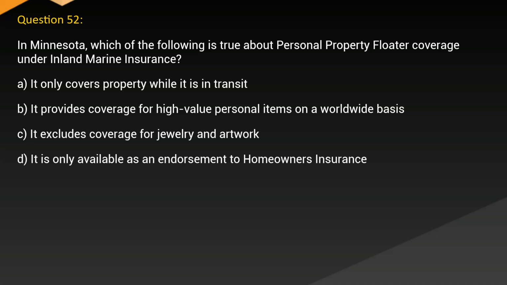Question 52. In Minnesota, which of the following is true about personal property floater coverage under inland marine insurance? A. Only covers property while it is in transit. B. It provides coverage for high-value personal items on a worldwide basis. C. It excludes coverage for jewelry and artwork. D. It is only available as an endorsement to homeowners insurance.